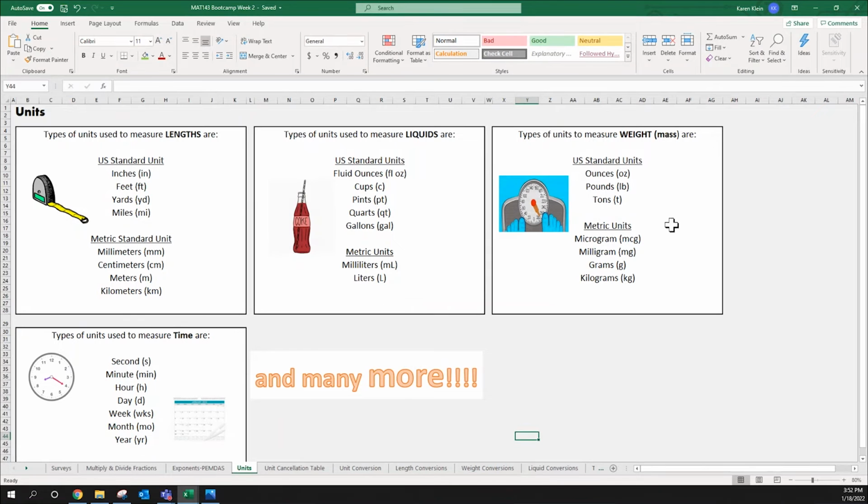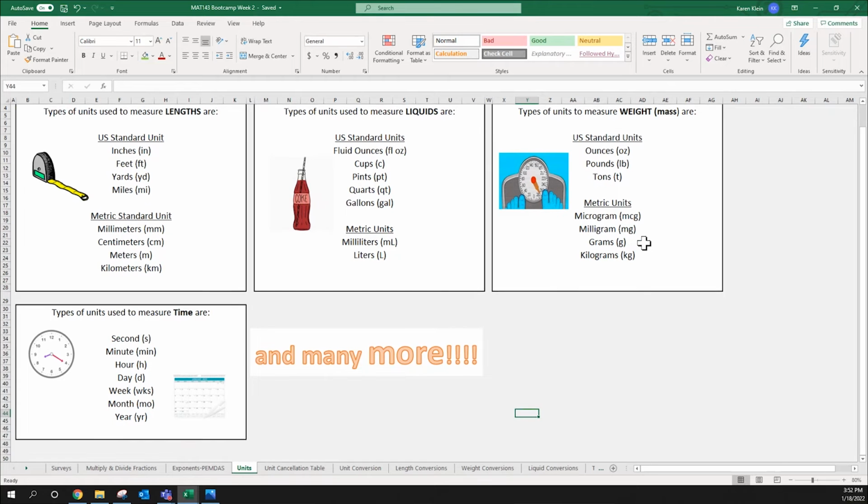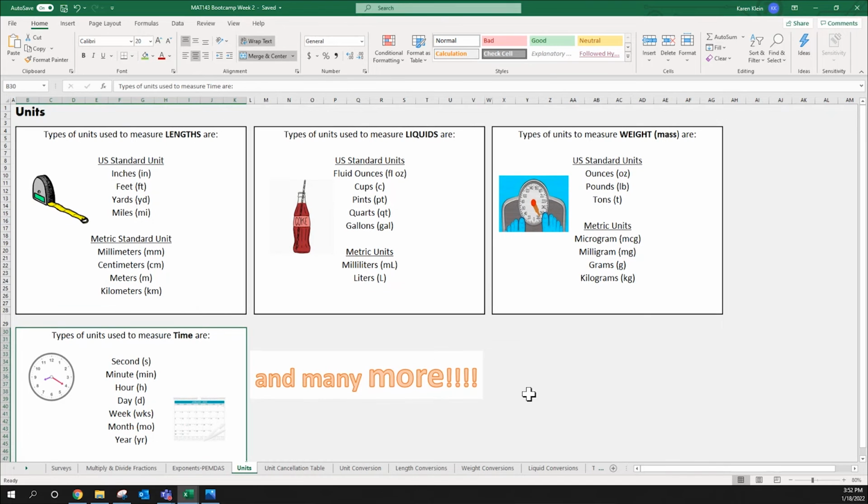We can also use units to measure weight. The US standard units are like ounces, pounds, tons. In the metric system, you might see grams or kilograms or milligrams, micrograms. And then we also have units of time, like seconds and minutes and hours and days, weeks, months, and years. We have many, many more.